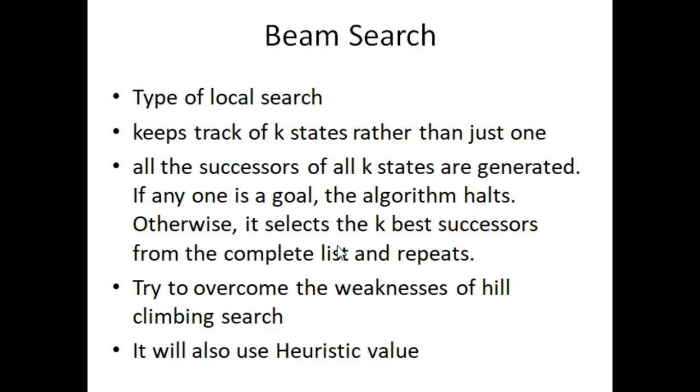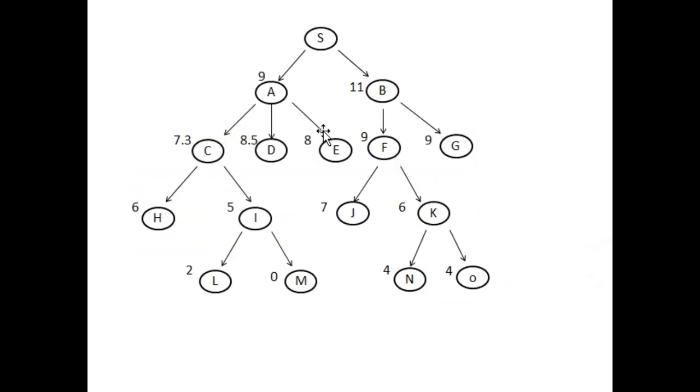So just look at the algorithm again, that all the successors of all k states are generated. If anyone is a goal state, the algorithm halts, otherwise it selects the k best successors from the list and repeats. So मैं just इसी एग्जांपल के साथ इस मैकेनिज्म को दोबारा देख लेता हूँ, और बता देता हूँ आपको कि किस तरह से ये successors में से सिलेक्ट करती है.